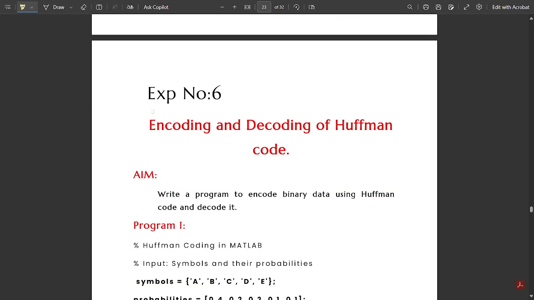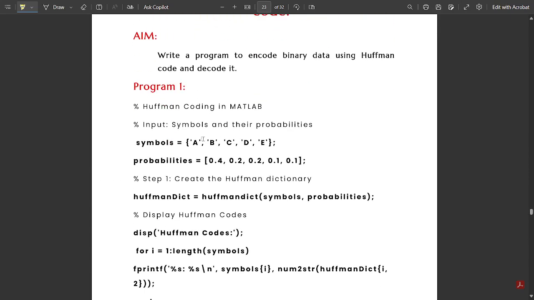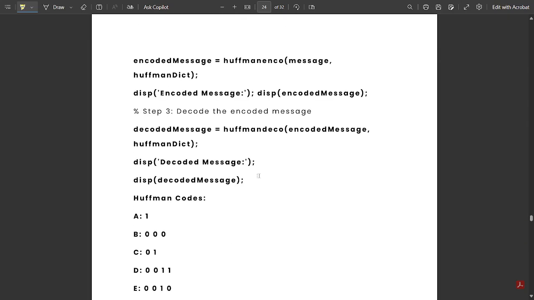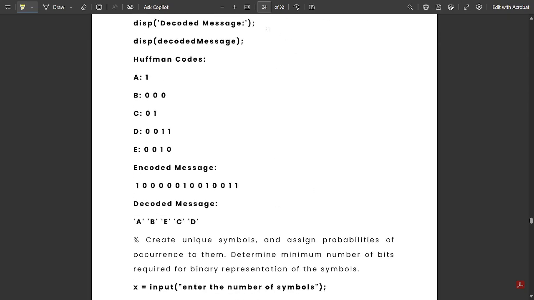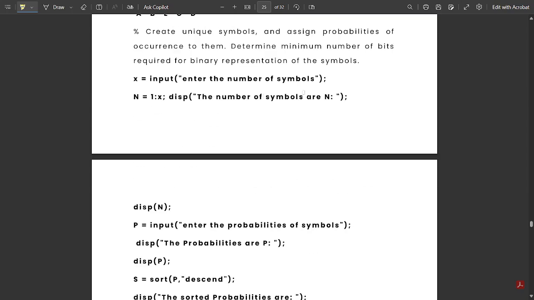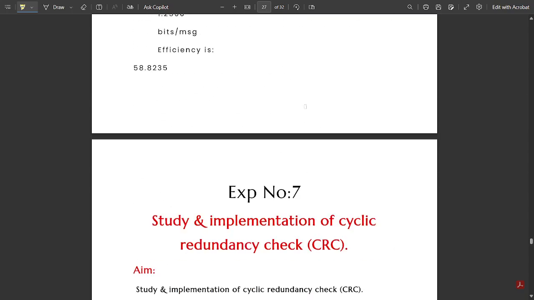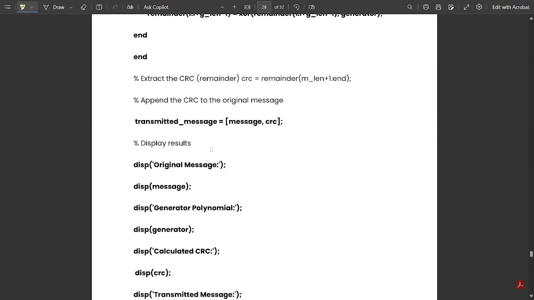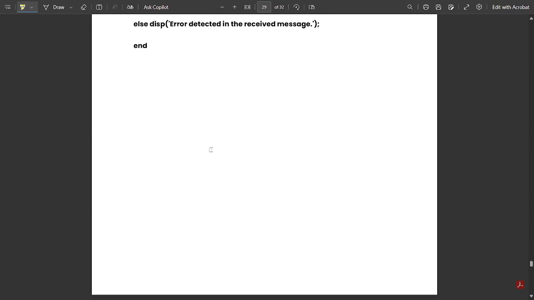Similarly for Huffman coding, you should be writing the code, which is mentioned here. Go through this code and check the output. This is the output they have displayed. The last experiment is study and implementation of CRC. The aim and program, all of them are there, you can go through it.